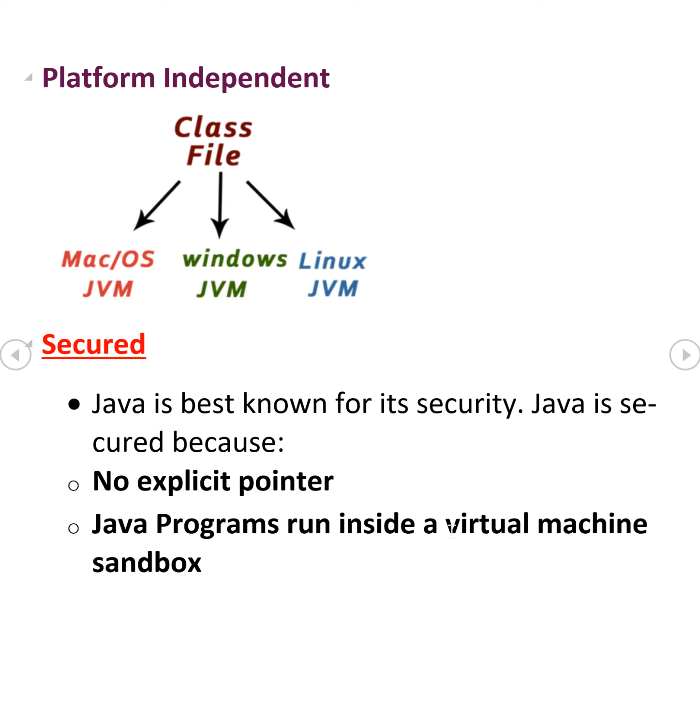The next feature is secure. Java is best known for its security, and Java is more secure than any other language. Java has no explicit pointer, so hackers cannot hack the application or any website. With a pointer we have an address reference and we can find the address. If we do not have pointers, you cannot find the address. Java programs run inside a virtual machine sandbox.